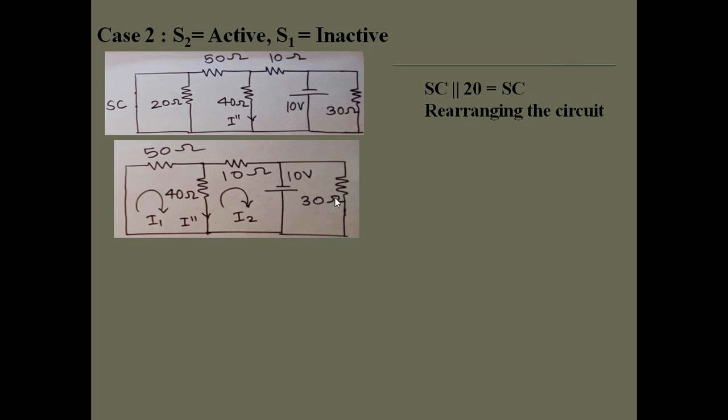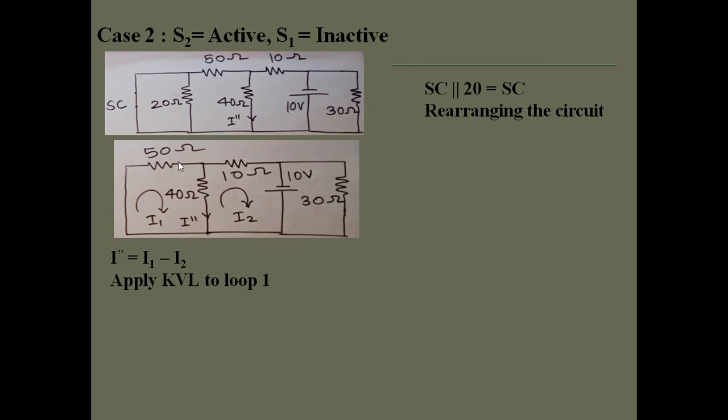Here we have 3 loops, but you can see that loop 2 and loop 3 contain a common branch containing only voltage source, so there is no need to calculate I3. We will simply apply KVL to loop 1 and loop 2 to find I1 and I2, because the equation of I double dash will be I1 minus I2.